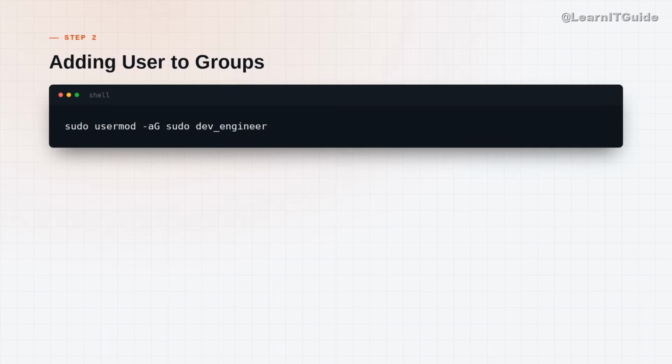Now that the user exists, we need to assign them to groups to control their permissions. The usermod command is the primary tool for this. The -a flag stands for append and the -g flag specifies the group. Here, we are adding our new user to the sudo group. This grants them the ability to run administrative commands. Remember, the append flag is critical. If you omit it, the user will be removed from all their current groups.